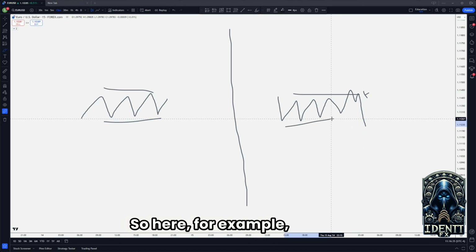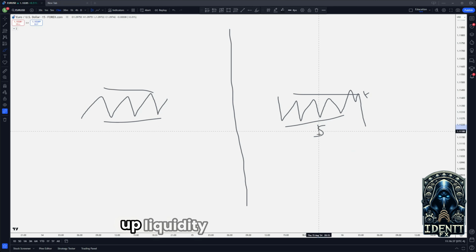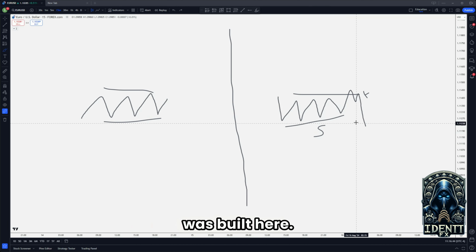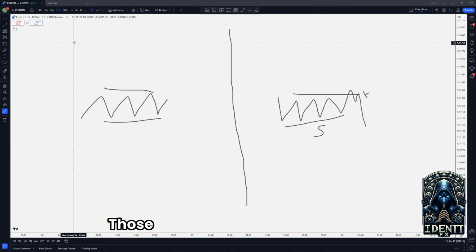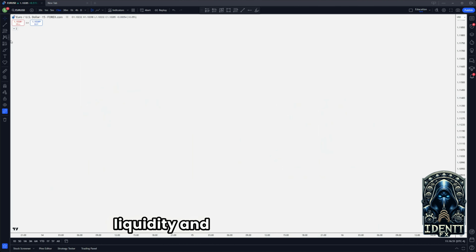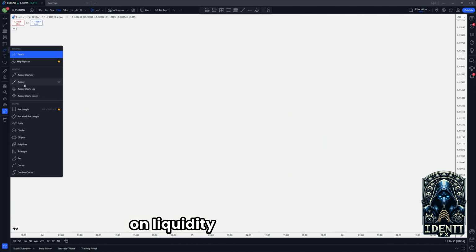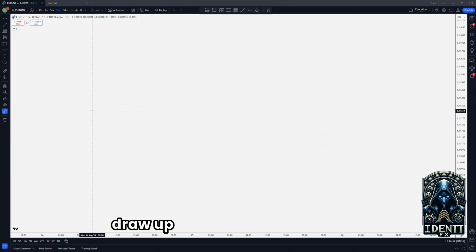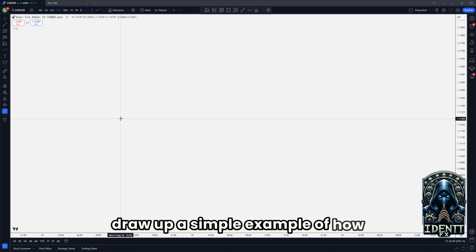So here, for example, we can see that we were building up liquidity because we had all of these lows that got respected, meaning that liquidity was built here and then price went to that. Those are the two main things you need to understand about liquidity and establishing a draw on liquidity. So let me quickly draw up a simple example of how you can easily move with the market.